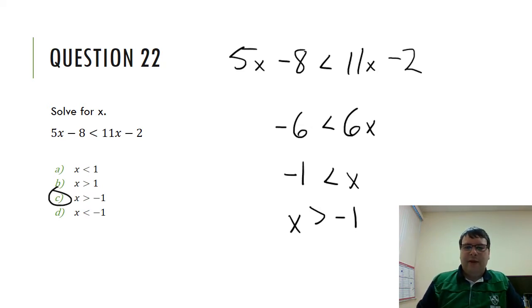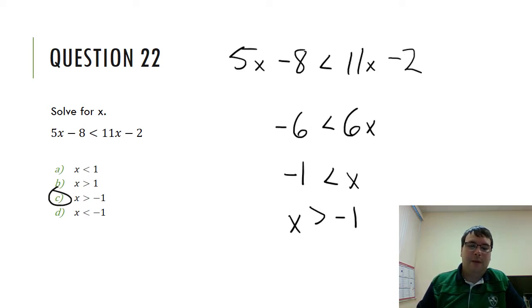So we have 5x minus 8 is less than 11x minus 2, and it says solve for x. Okay, pretty straightforward, right? So let's just move this 5x over. I like to keep things positive. So I'm going to move my 5x to the right side, which gives me 6x here. At the same time, I'm going to move my 2 to the left side, and that'll give me a negative 6 here.